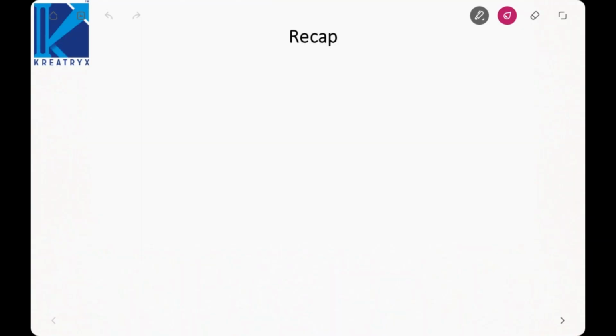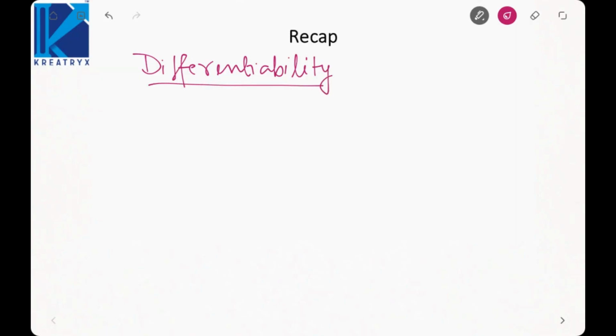Hi guys, in the last lecture we saw what is meant by differentiability of a function. There I told you differentiability means that the derivative of the function exists, and we saw two conditions, that the right hand derivative should be equal to the left hand derivative.